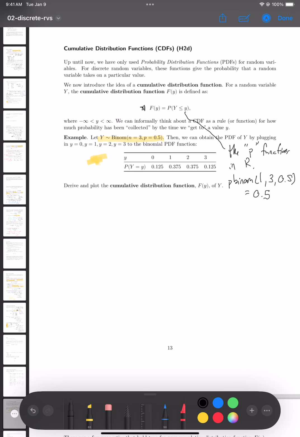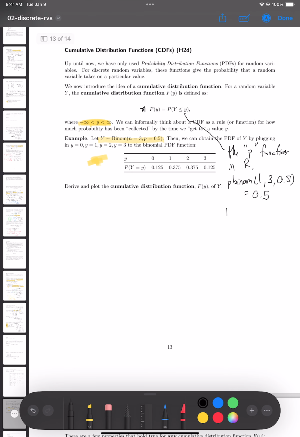Something that I'd like you to note is that unlike the PDF, the CDF is defined for any value of y. So y can be between negative infinity and positive infinity. And so, for example, you will not get an error if you put in to pbinom, say, 2.6. That is the probability that Y is less than or equal to 2.6, and that has a value of 0.875. So Y can be 0, 1, or 2.